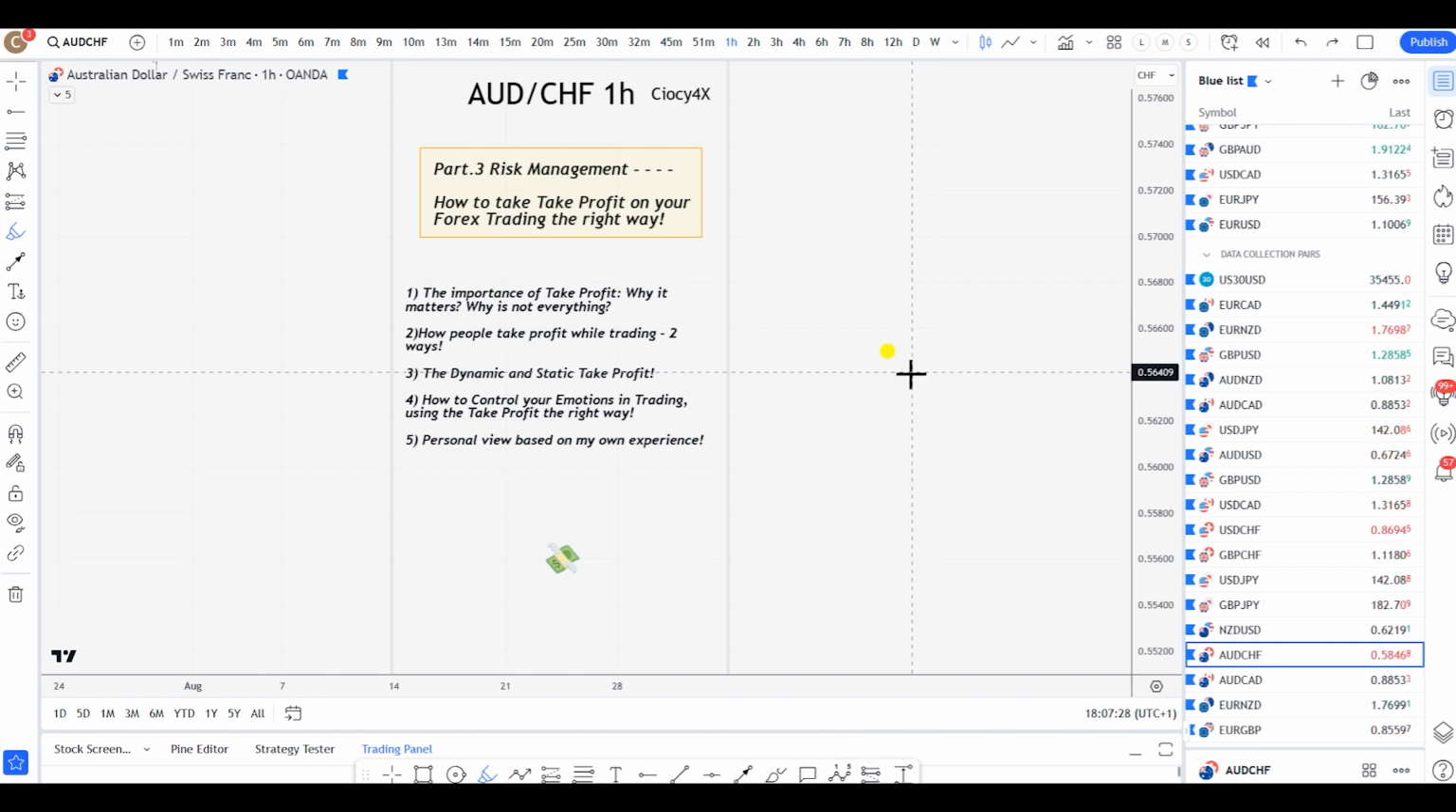So the very first question, you guys can see I have got 4 bullet points. Sorry, it's around 5 bullet points. I'm going to be discussing each one of them today. And let's start with the first one: the importance of take profit and why it matters.